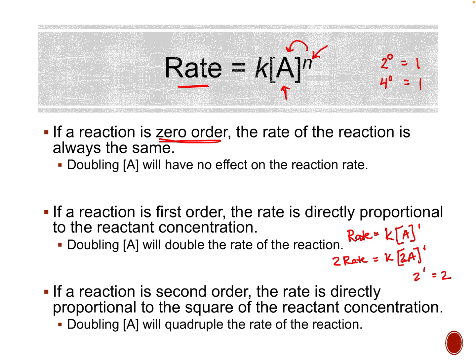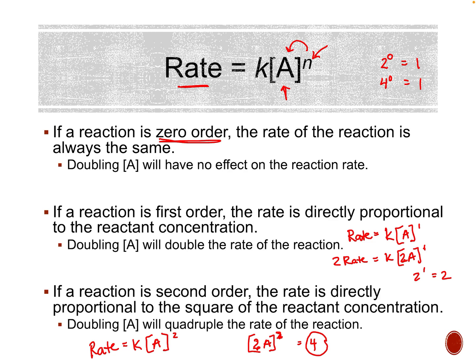If our reaction is second order, then the rate is directly proportional to the square of the reactant concentration. So let's look at that. We have rate is equal to k, and now we have it second order. So if I double A, if I put a 2 in there, 2A, but it's squared, 2 squared is going to make it 4 times the rate. So our rate will increase by a factor of 4. Our rate will quadruple. Doubling A, because this is second order, so we have 2A squared, that's going to increase our reaction by a factor of 4.